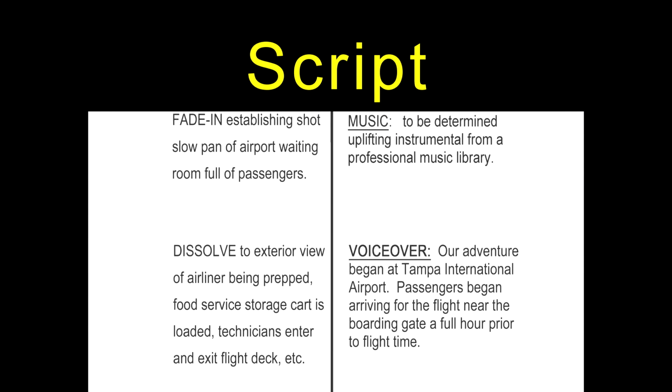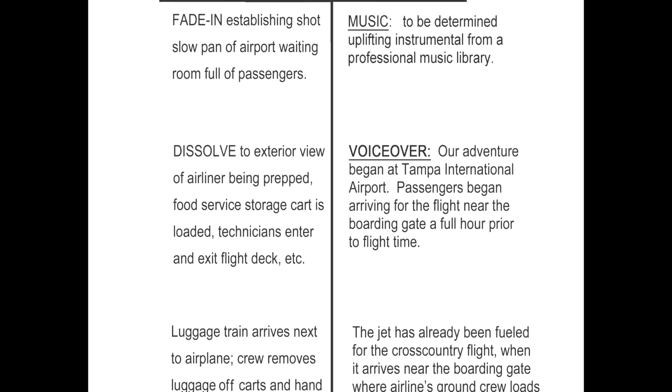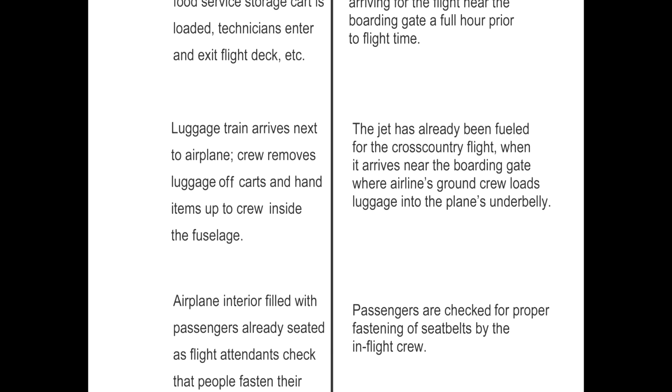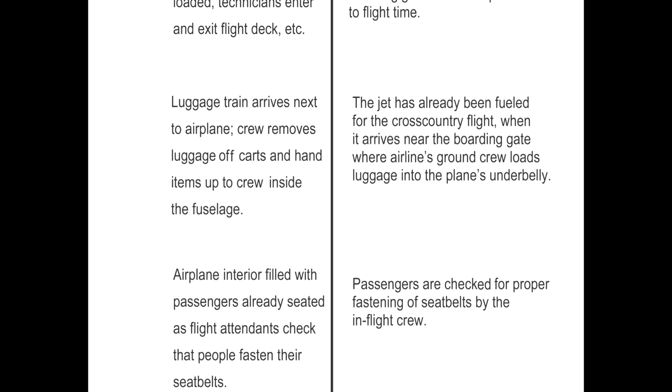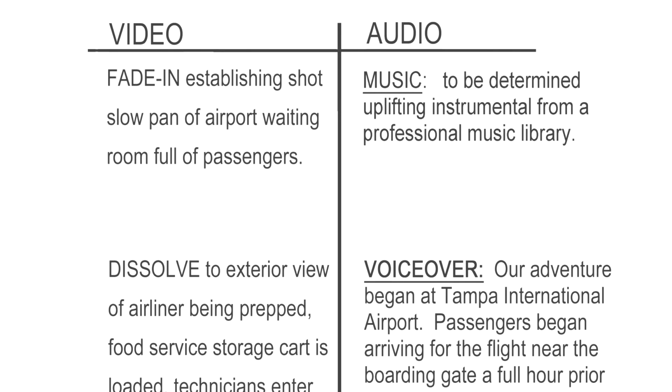A script is far more than a treatment. It describes every shot and every word of dialogue. A script is to movie making what blueprints are to constructing a building. The script for a video is usually 2 columns on each page. The left column is for shots and any other visual information. The right column is for descriptions of music, sound effects, dialogue, and voiceovers.